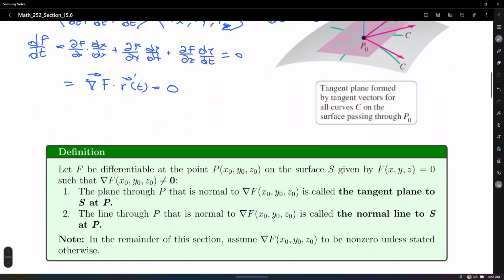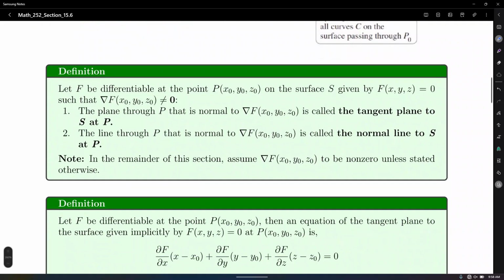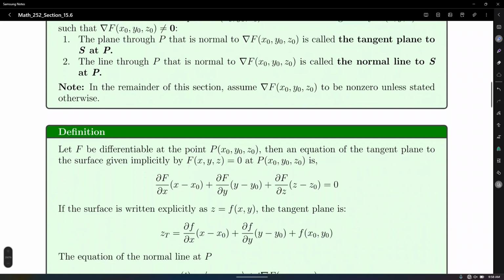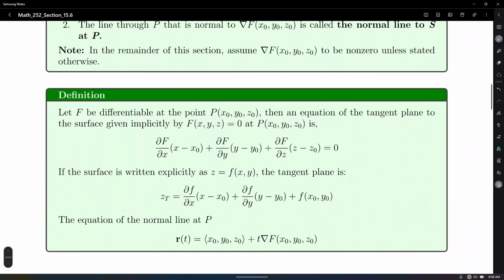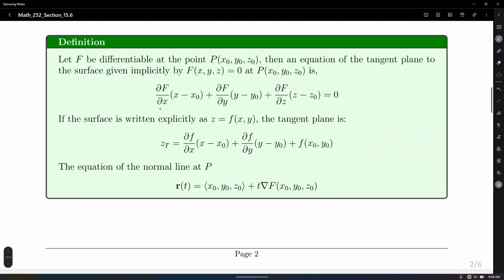All right. So let's go to the definition. I mean, this first definition is what we just described in the derivation. So remember this: a(x minus x naught) plus b(y minus y naught) plus c(z minus z naught). That's just the equation of the plane. And if the equation is written explicitly, I'm not going to discuss this case. And also the equation of the normal line, it's just the initial point that we're given plus t times the components of the vector. So I'm going to show you one example. I think that's going to be perfect timing.